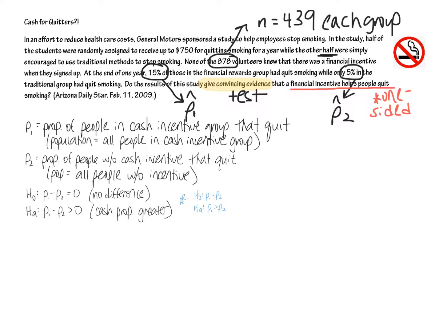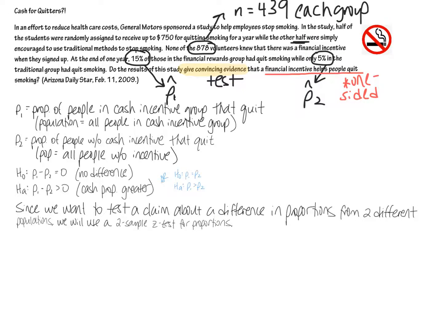So now what I need to write out is what kind of a test am I going to use and why. So here's what that statement looks like. Since we're testing a claim, remember that's the wording in the question here that told us what we're doing. We're not estimating something. We're not calculating an interval. In this problem, we're testing a claim. We have H0's and Ha's. So since we want to test a claim about, and what are we testing about? A difference in two different proportions from two different populations.